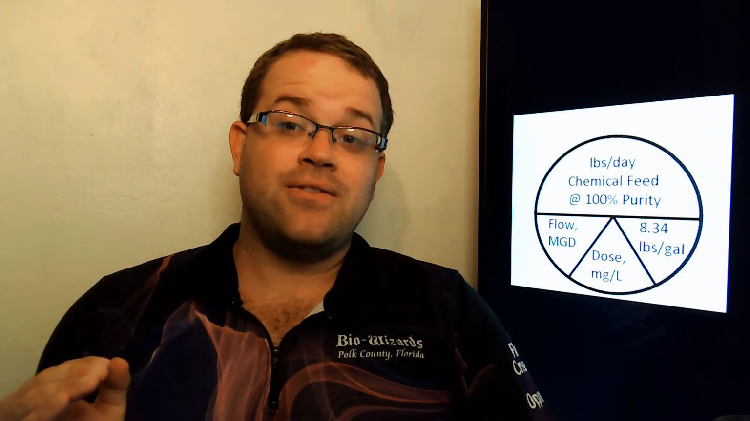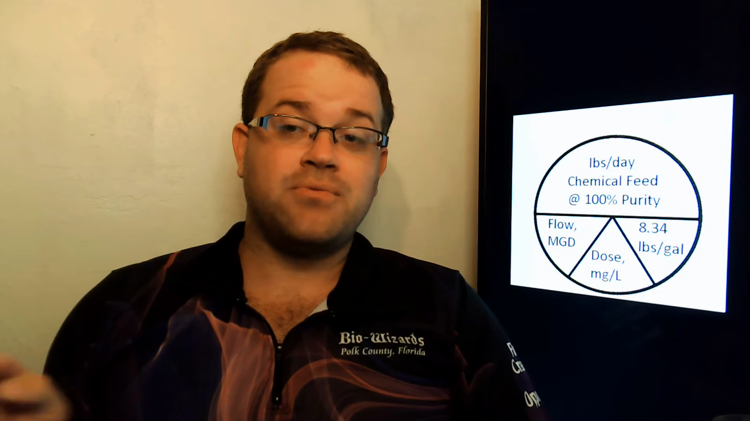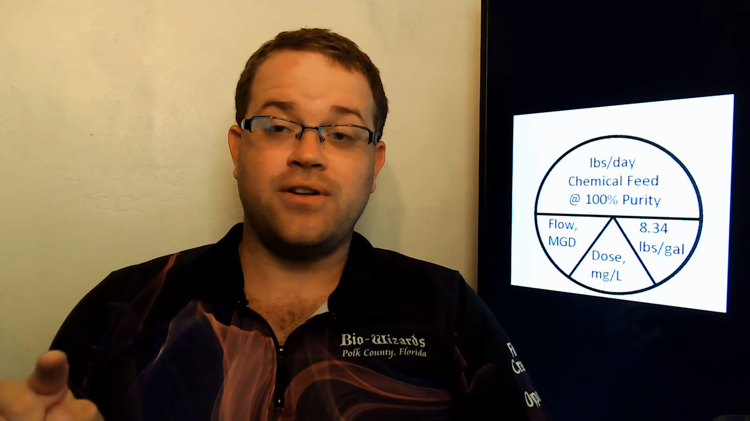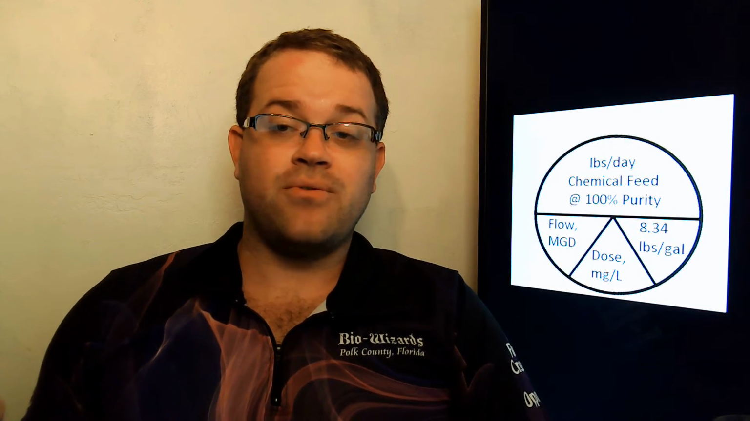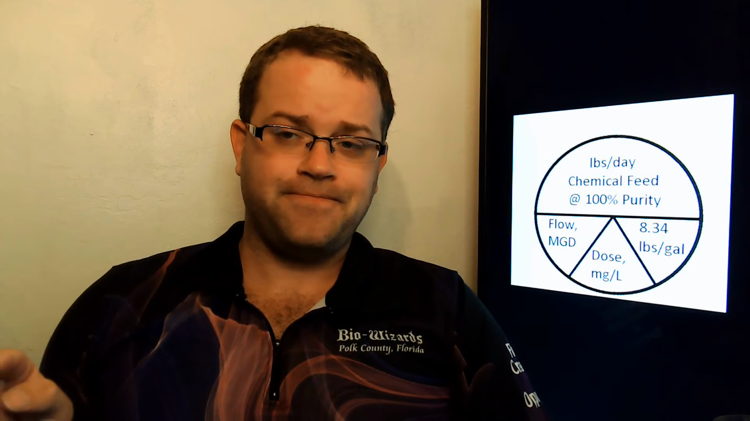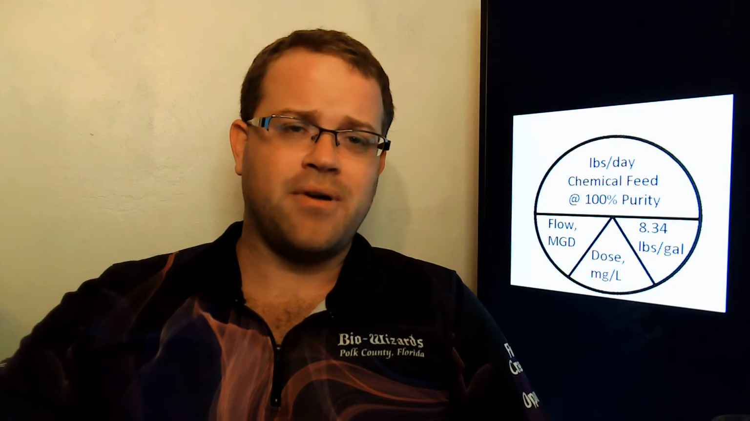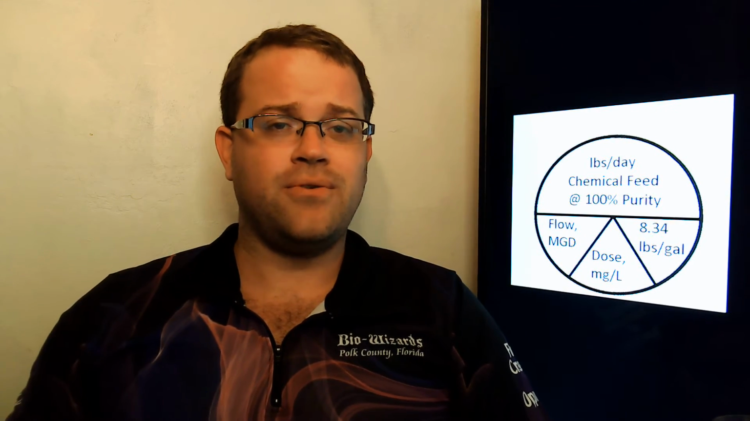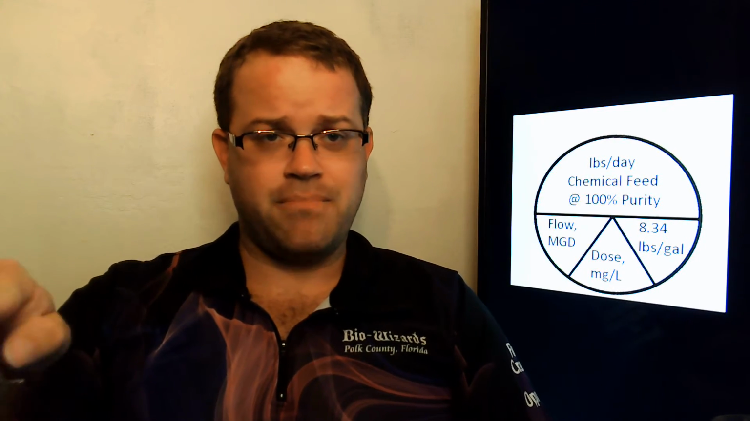On the top, if you have the top number, but you're missing either the MGD or your dose, you're going to times whatever you got left over. So if you're going to times MGD by 8.34 or your dose by 8.34, and then you're going to divide the top number by that number, and then that's going to give you your missing pie section.